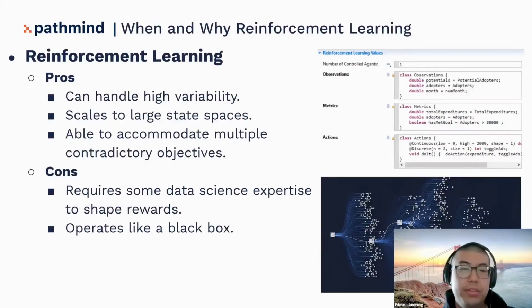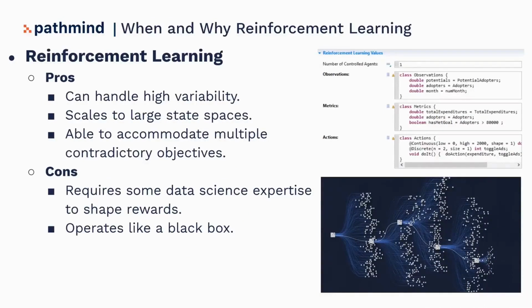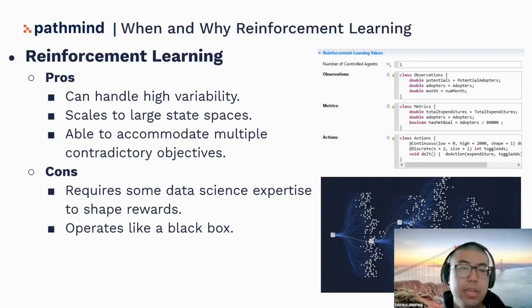Okay, so finally, there's reinforcement learning, which kind of takes the best of both worlds, right? So the best of a heuristic, which are essentially learned rules, and optimizers, which automate the discovery process. So you should only consider reinforcement learning if your use case contains these three characteristics. The first is high variability. Variability means something like a supply chain in which demand can be unpredictable, right?